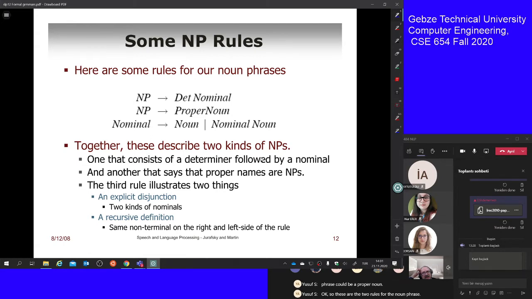And then I have a definition for nominal. Nominal is a more general name for a noun. Nominal could be a noun, or nominal could be nominal noun. So it's a recursive definition. Okay, it's a recursive definition.